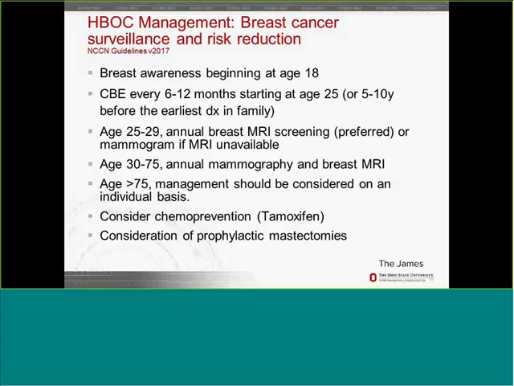Chemo prevention is not popular with anyone, even this high-risk population, but tamoxifen is effective. And many people, much more recently than in the past, are electing to do prophylactic mastectomy, perhaps because of the Angelina Jolie effect. And certainly that's going to be the most significant risk reduction.